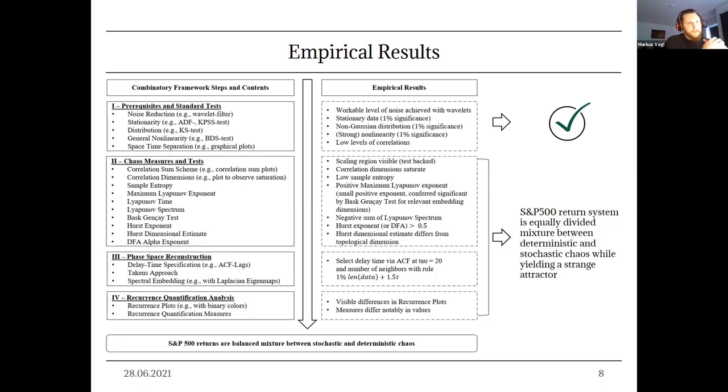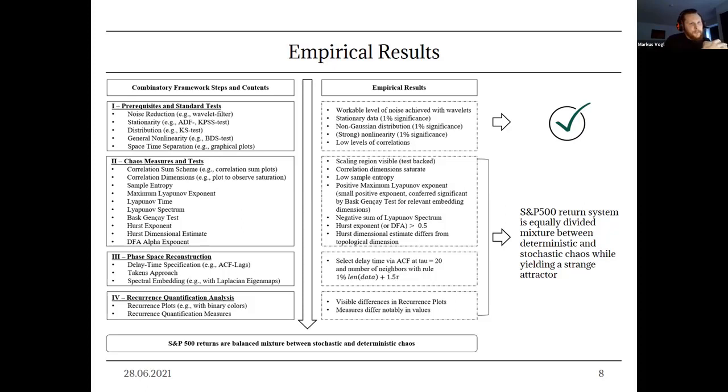For the chaos measures, you calculate correlation sum schemes in order to determine whether there are scaling regions within your data. And we show, okay, we have scaling regions within our data. You can show it graphically. And we show that the correlation dimension, so the fractal dimension measure of the system, saturates with the embedding dimension. The embedding dimension indicates basically the assumed dimension of the system.